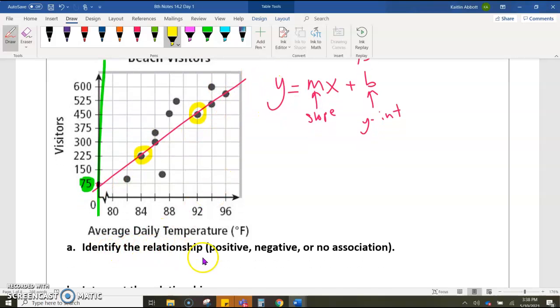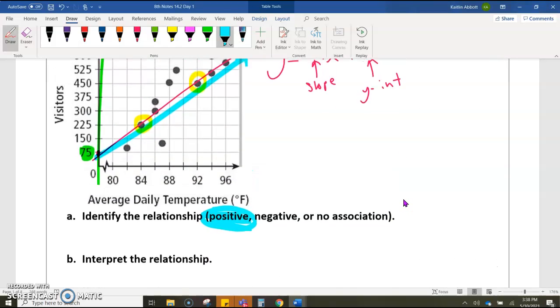Now we're going to identify the relationship as positive, negative, or no association. This is a reminder from last week. Does my line go up? Does it go down? Or was it too scattered for me to even draw a line? You guessed it. It is a positive relationship. It goes in an upwards direction. Good job.